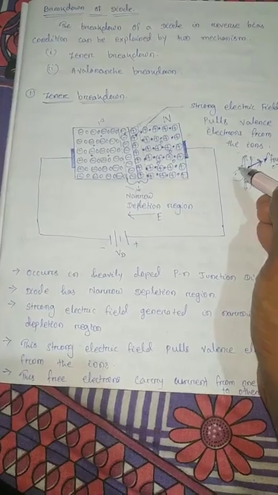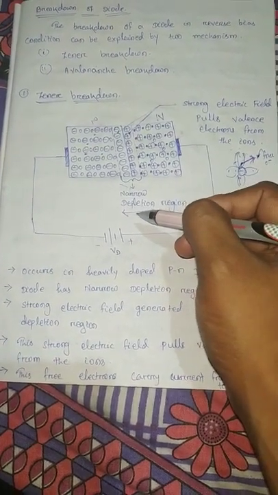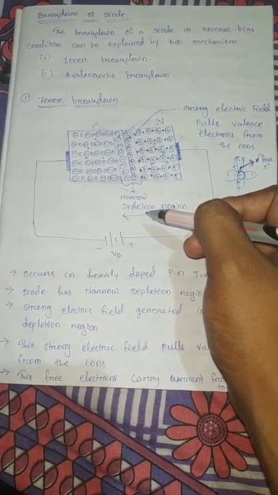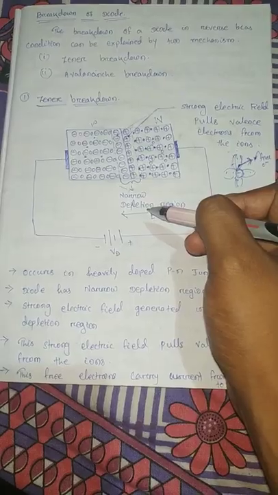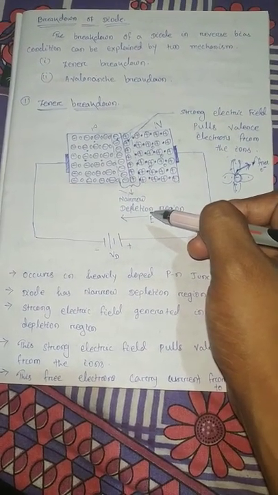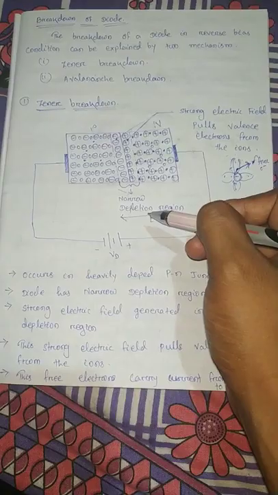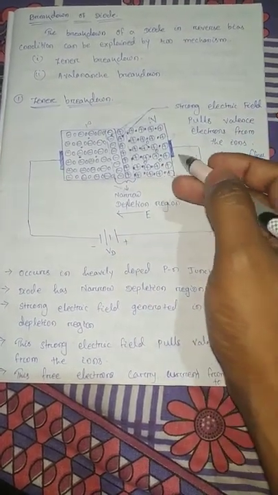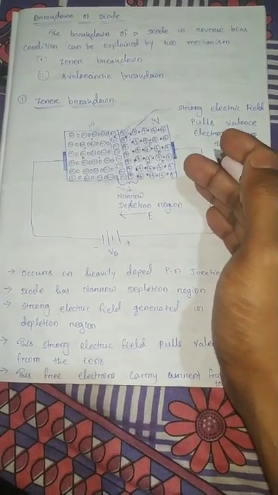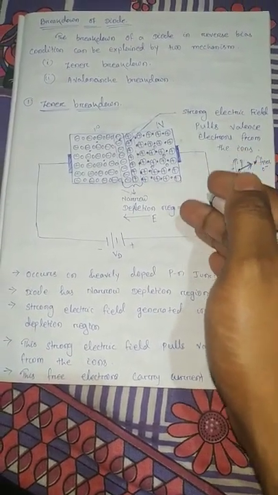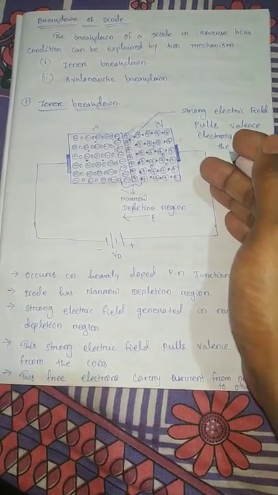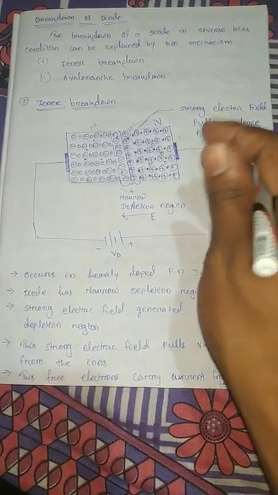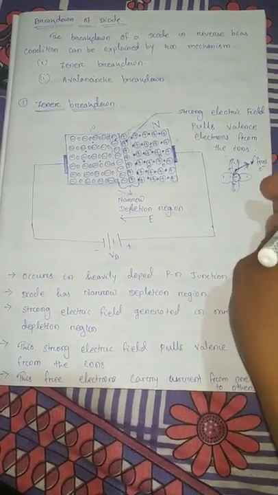As a result, due to this strong electric field, a large amount of free electrons are generated. Due to this generation of a huge amount of free electrons, the current through the diode increases very sharply. That means the reverse current increases very sharply. Due to this sharp increase in the current, the junction may be damaged, or the diode enters into the breakdown region. This type of breakdown is known as Zener breakdown.